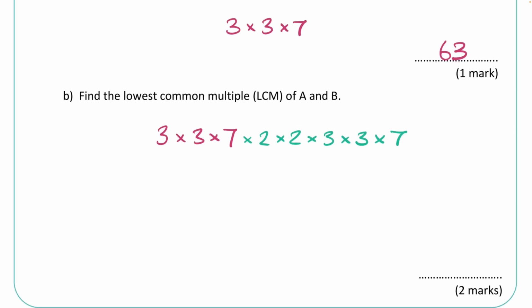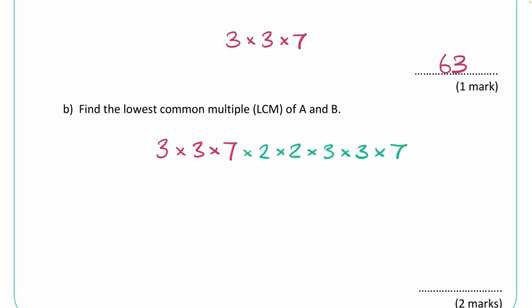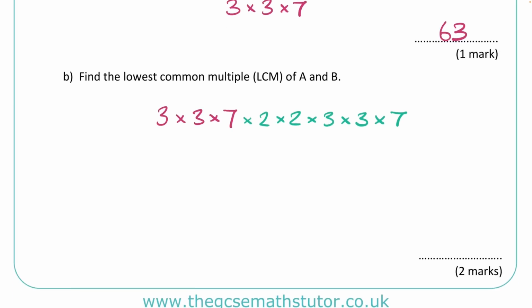Now clearly that's going to give us a very large number, and considering one of the numbers was 441, we know that we're going to get quite a large lowest common multiple here as we're going up in those times tables, and the other number was even bigger.